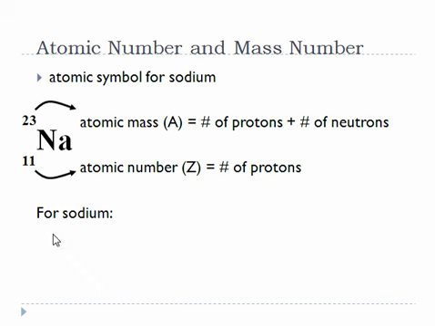So for sodium, we actually have 11 protons. I'm sorry for my writing. We will have 11 electrons because it's neutral. And how do we figure out the number of neutrons? Well, we have to take 23 minus 11. So we actually have 12 neutrons.